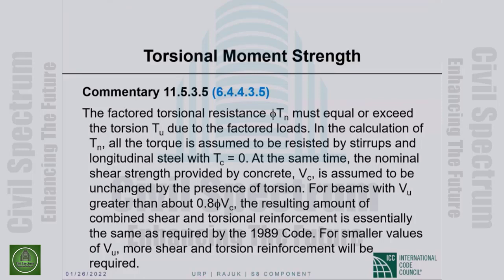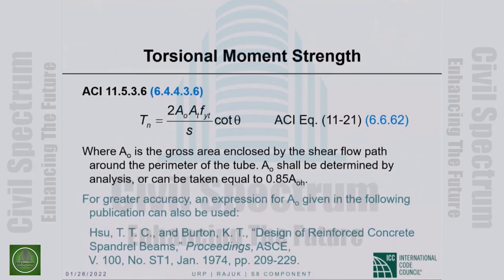This is the basis of the torsional design procedure in 318, the thin wall tube analogy. At the same time, the nominal shear strength provided by concrete, V sub c, is assumed to be unchanged by the presence of torsion. This is kind of important. This is an assumption. For beams with V sub u greater than about 80% of phi times V sub c, the resulting amount, it probably doesn't interest you. This is comparing with older code before the thin wall tube analogy was introduced.